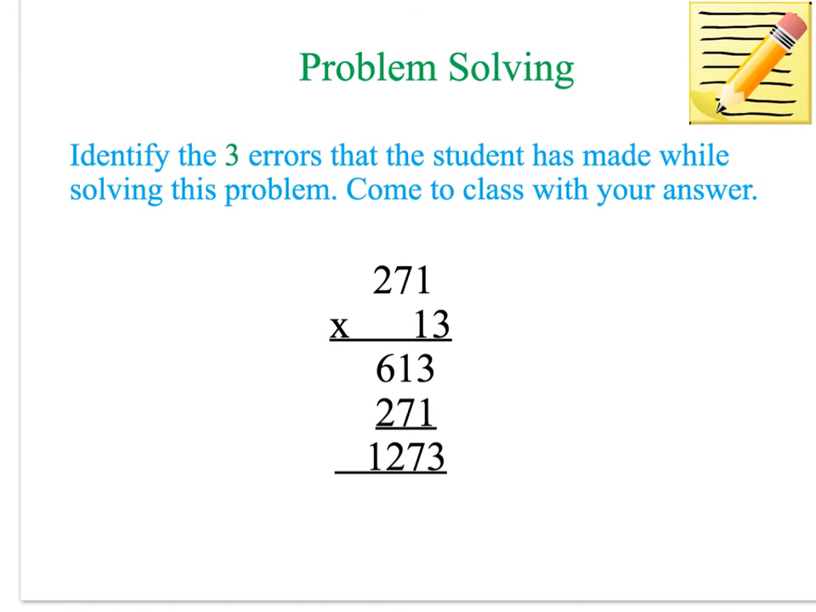Now, this last one, I want you to bring this answer to class with you. I need you to identify the 3 errors that the student has made while solving this problem. So what I would suggest you do is don't worry about the working that I've done here. Just work out the problem yourself, so 271 times 13, and I want you to write down 3 things they've done wrong here. It's best to work it out yourself, and then you can compare your answer to the answer on the screen and see what the difference is. And I look forward to seeing your answers in class.